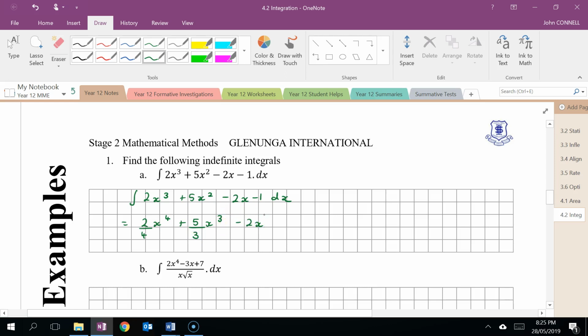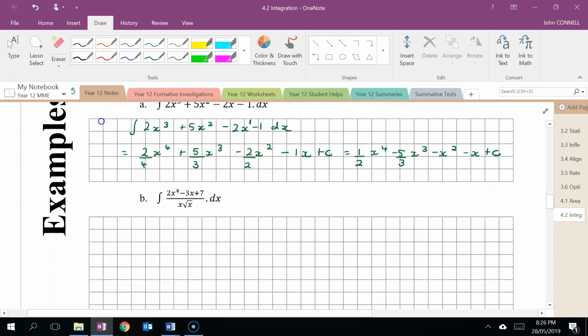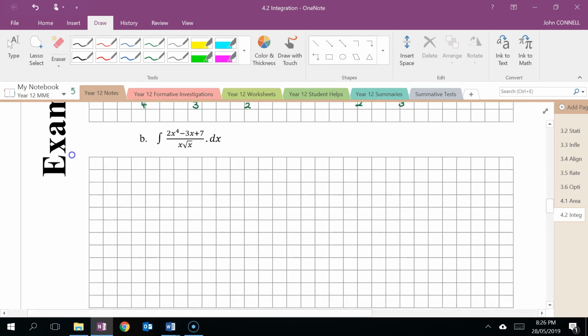Add 1 to the power, so x on its own is just x to the power of 1. So we're going to add 1 to the power, so it's going to be x to the power of 2. Divide by that 2, and then I've got a constant, so I'm going to get 1 times x, and then I've got to add c on the end. And so then just simplifying that down, it's half x to the 4, take 5 on 3 x to the 3, take x squared, take x plus c. Okay, alright.